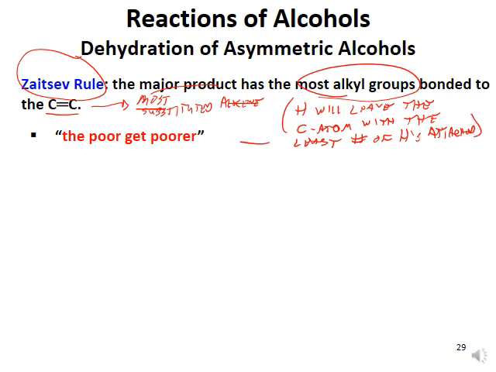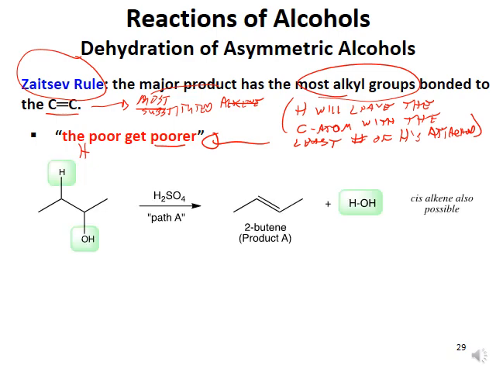Another way of saying that, the hydrogen poor get poorer. If the rich get richer when you're adding, then the poor get poorer when you're taking away. Sounds like trickle down economics. I don't want to talk about it anymore because this is chemistry class, but that's the idea.